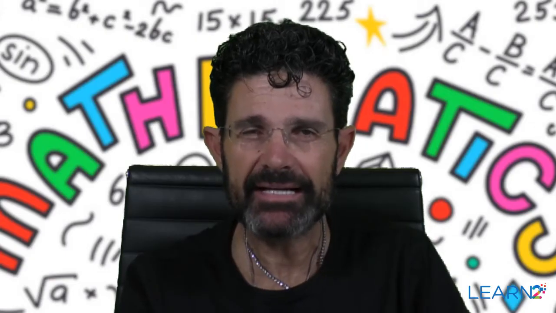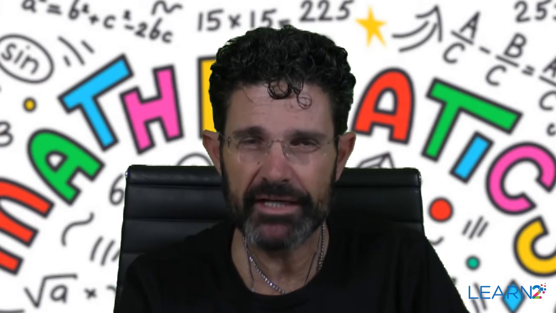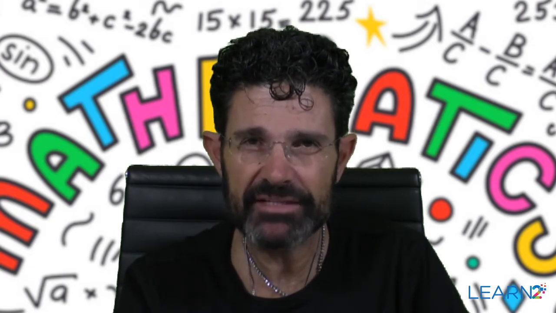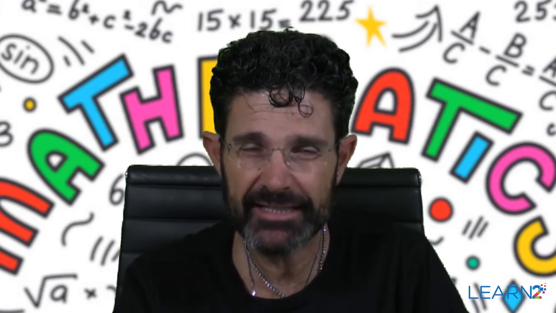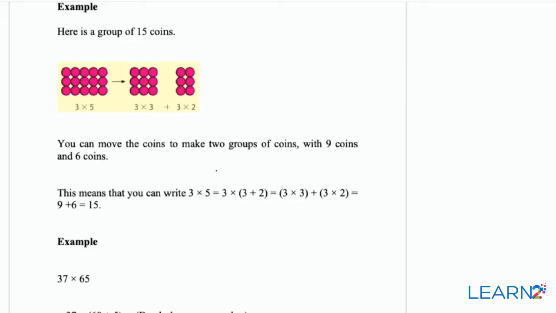Let's take a look now at how we multiply numbers, but what we're going to do is break down one of the numbers. We're going to make one of the numbers simpler to help us multiply. Let's take a look. So in this question here, if you look at the diagram, we've got three groups of 5. So you can see there's 5 little circles, another 5, another 5. So that's 3 groups of 5.